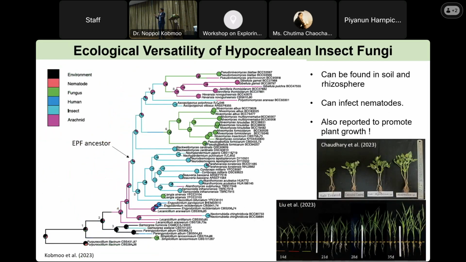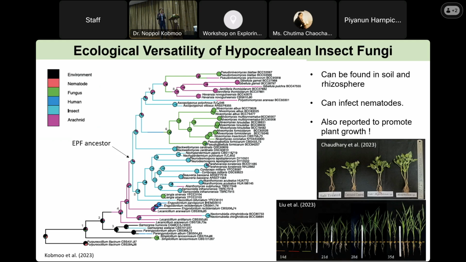And if we take an example of a major family of the insect fungi from the Hypocreales, the family Cordycipitaceae, which is a very well-known family because of the cordyceps, tangshao, and so on, we can see that although many of them are pathogens of insects, represented here by the blue branch, many of them can also be found in environmental samples, like in soil. They can infect arachnids and also nematodes.